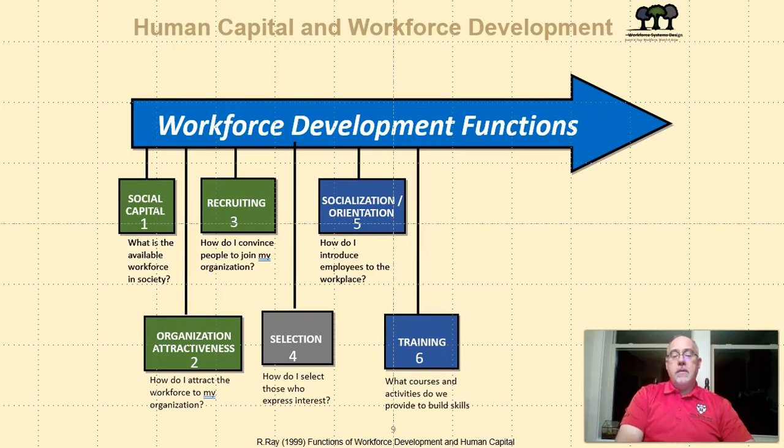Training is the sixth major workforce development function. Essentially, at this point, you've brought people on board, and this happens simultaneously with socialization and orientation. Essentially, you're trying to determine what courses, what activities, what mentoring, what training, and you can think about it almost in terms of classroom or online training, formal training, does this employee need to be successful? For instance, a construction employee, you hire an electrician, they have some basic electrical skills, but now there's training that needs to occur to make them operate at the best of their ability.